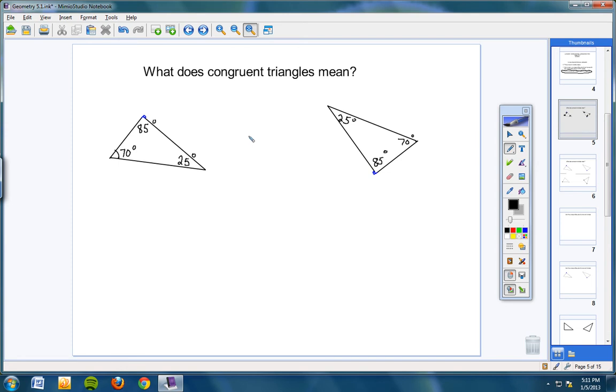And I probably should have done this at the beginning. I want you to write a big congruent symbol between these two triangles, okay? So we're saying these two triangles are congruent. Do you notice how I wrote 3 angles over here, and I wrote the same 3 angles over here?